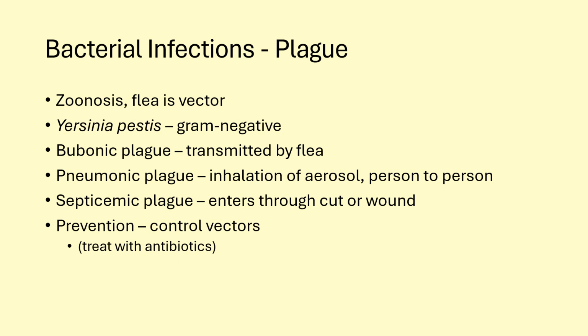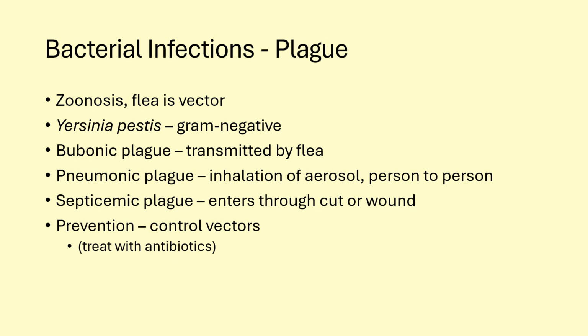The plague. This is a zoonosis, so it's transmitted from animals, often rodents. The flea is a vector. So an animal is infected, a flea bites the animal, the flea then bites the human. Yersinia pestis is the causative agent. It is a gram-negative bacterium. Bubonic plague is transmitted by the flea, so like I said, it goes from the rodent to the human. Pneumonic plague is when you inhale the bacteria. It can be transmitted person to person. Septicemic plague is when it enters through a cut or a wound.